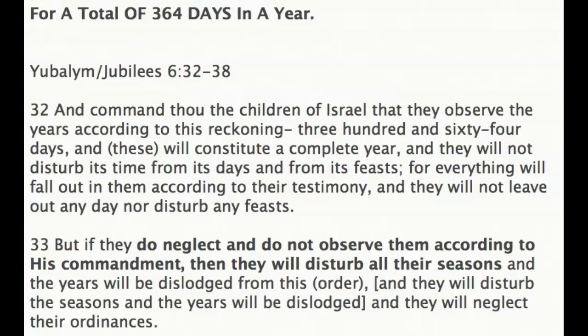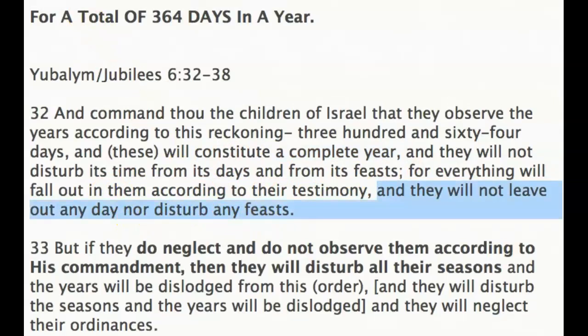But for now, here are more witnesses that prove that there are 364 days in the year in this calendar, and we'll also be taking a look at the book of Enoch. But as you can see right here in the book of Jubilees chapter 6 verses 32 through 38, I actually read these passages before, and we're going to read them again, where it says, "And command thou the children of Yasharal that they observe the years according to this reckoning, 364 days, and these will constitute a complete year, and they will not disturb its time from its days and from its feasts, for everything will fall out in them according to their testimony, and they will not leave out any day nor disturb any feast."